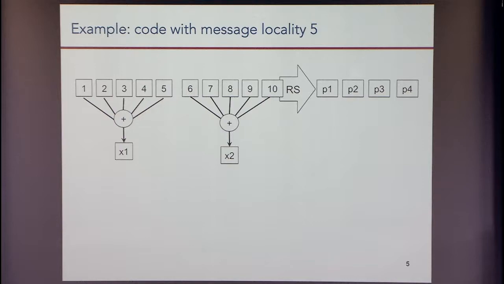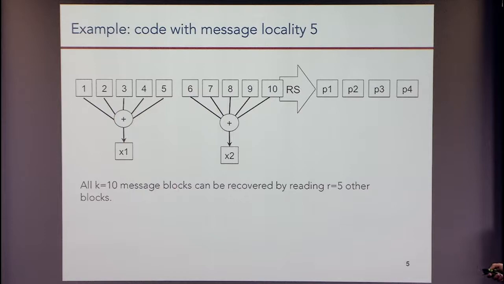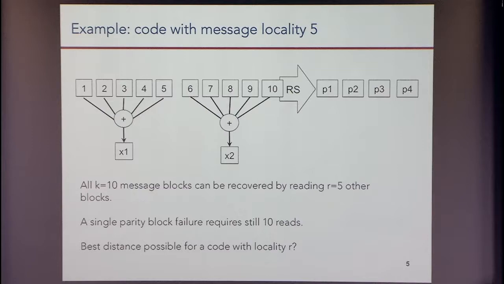So the tension that we're trying to understand is how do we get the best trade-off in fault tolerance versus locality. Okay. So in this case, of course, all the message symbols can be recovered by reading 5 other symbols, and a single parity requires still 10 reads unless there's some non-trivial linear dependency that I haven't encoded in this picture. Okay. Now, the question you can ask is, what's the best distance possible for a code of locality r? Which means, what are the sets of failures that you can definitely recover?